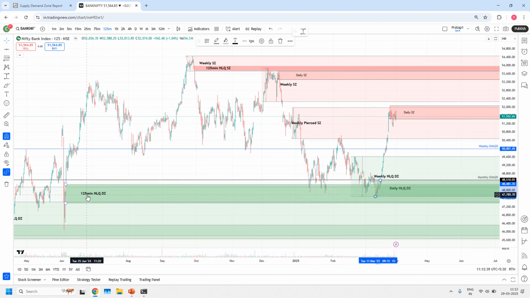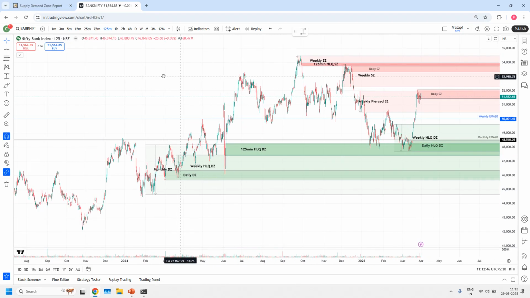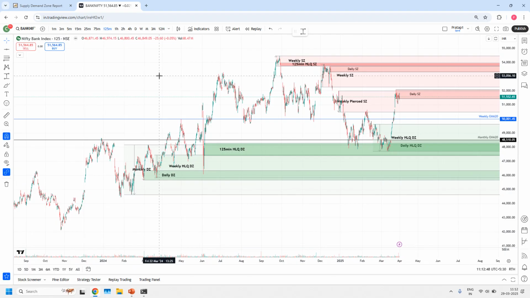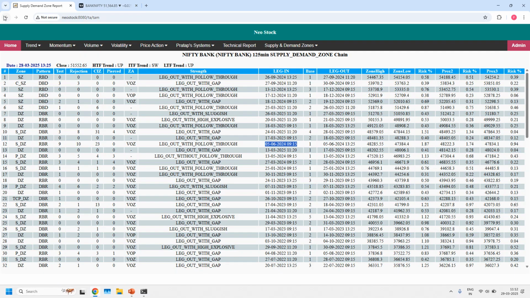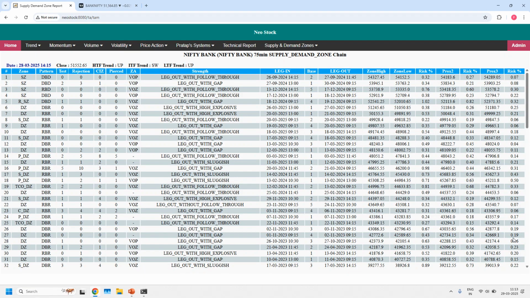Maybe within this area there could be some 75 minute zone might be there. We will see later. Okay. This is 125 minutes. Now let's move on to 75 minutes time frame. Okay, this is the 75 minutes supply demand zone chain.